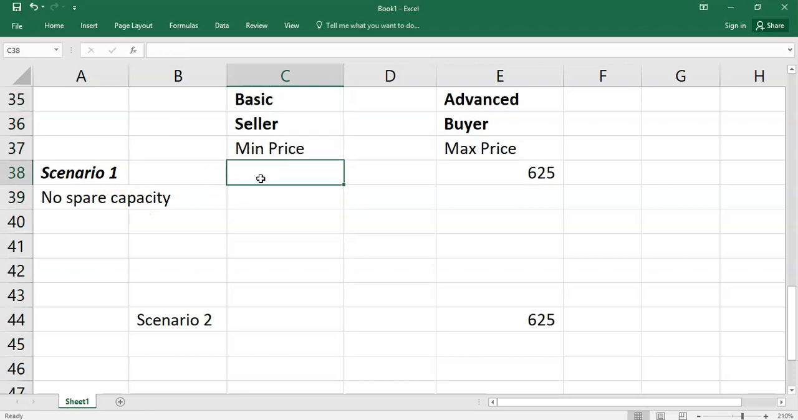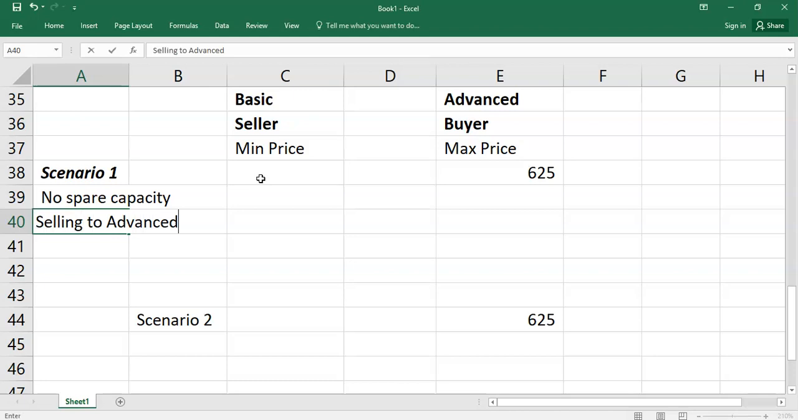What that means is if basic has to sell to advanced and they have to sell those 12,000 units, it will displace third-party sales. Selling to advanced will displace third-party sales.